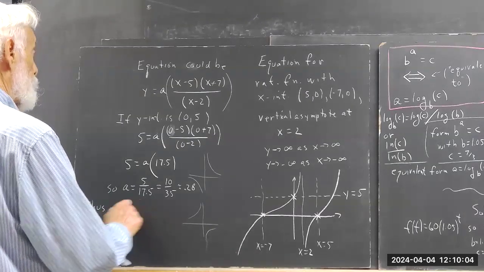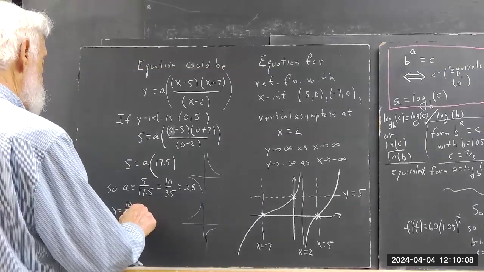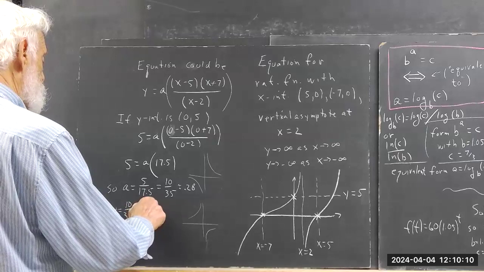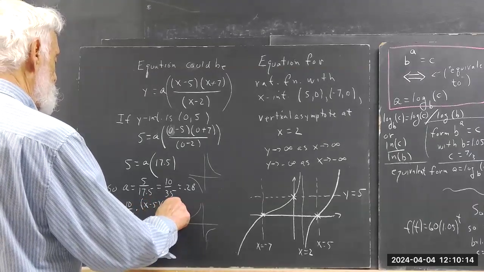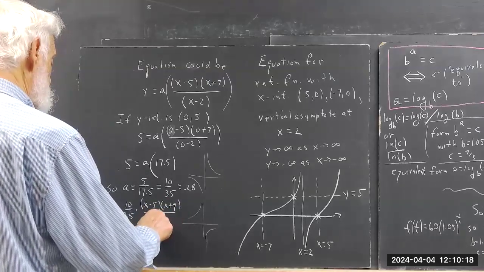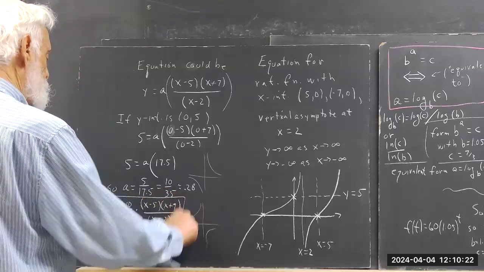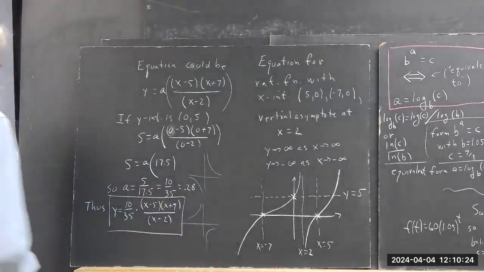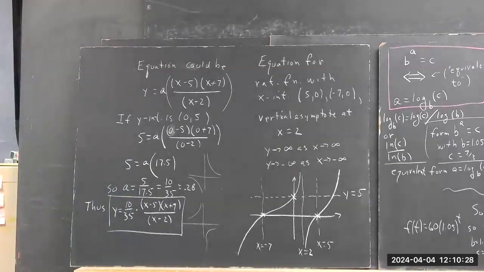So now y equals 10 over 35 times (x minus 5) times (x plus 7) over (x minus 2). Make sense? That's pretty easy.